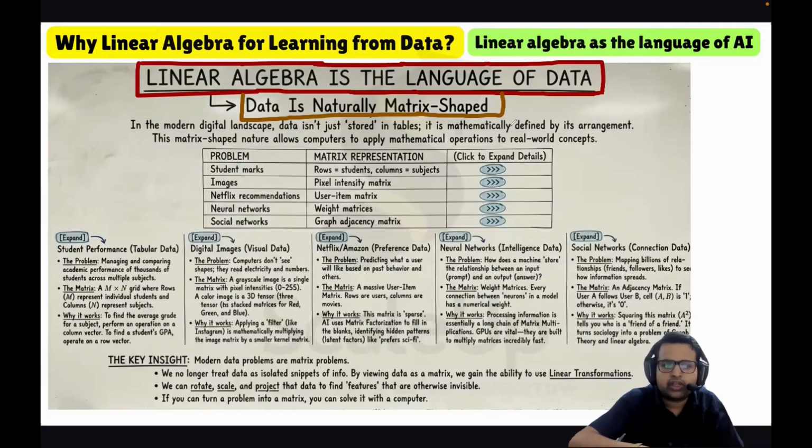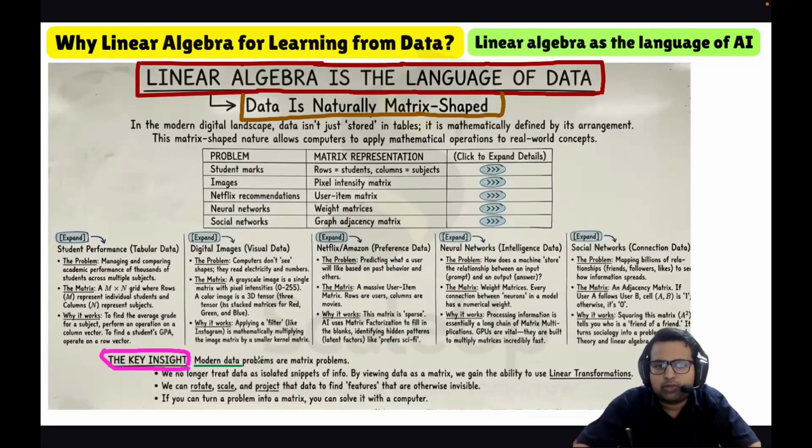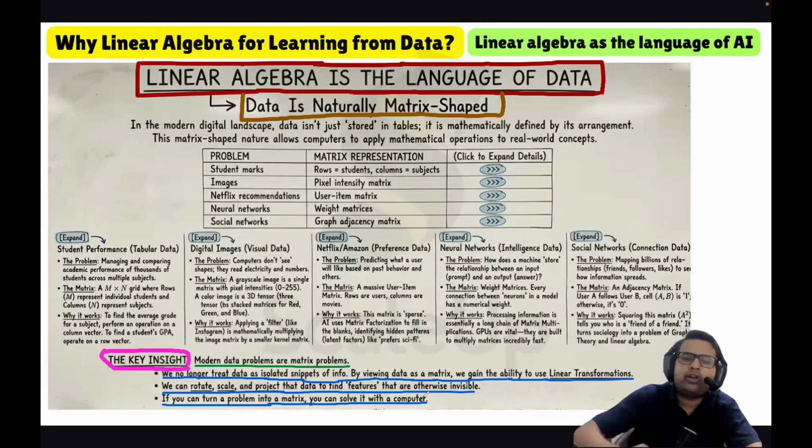The key insight that we can take away from all this discussion is that modern data problems are matrix problems. The modern data problems we are dealing with are basically matrix problems. We no longer treat data as isolated snippets of information. By viewing the data as a matrix, we gain the ability to use linear transformations. We can rotate, scale, and project that data to find features that are otherwise invisible. If you can turn a problem into a matrix, you can solve it with a computer.